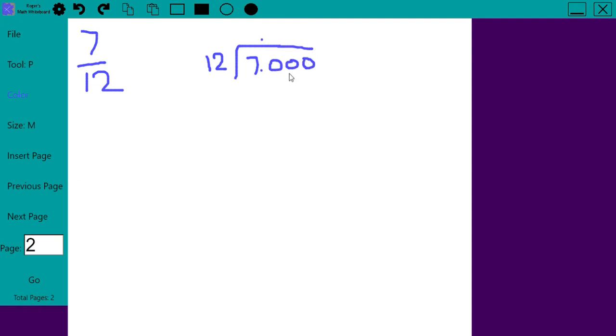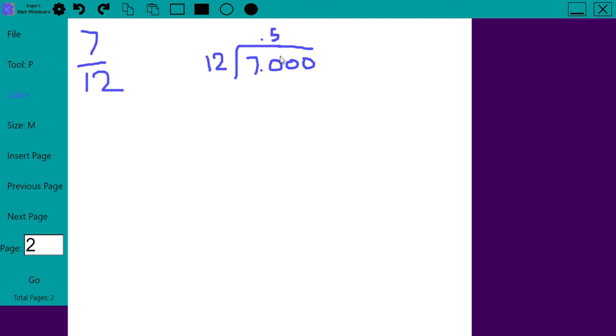And the zeros, you can add as you're solving, or you can just add how many you think you're going to need. It doesn't matter how you do it. So let's get into it. So 12, how many times does 12 go into 7? 12 doesn't go into 7. How many times does 12 go into 70? 12 goes into 70 5 times.